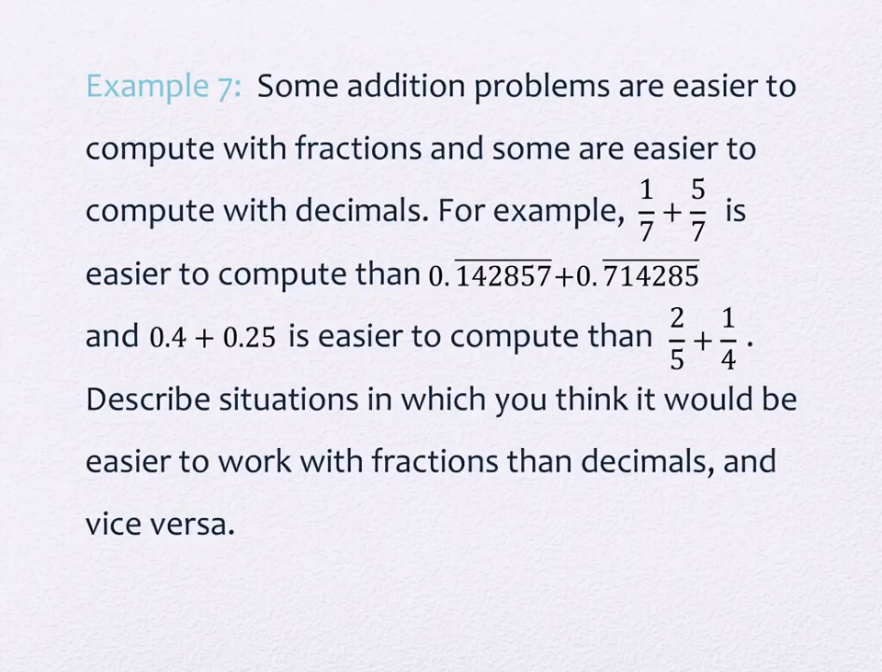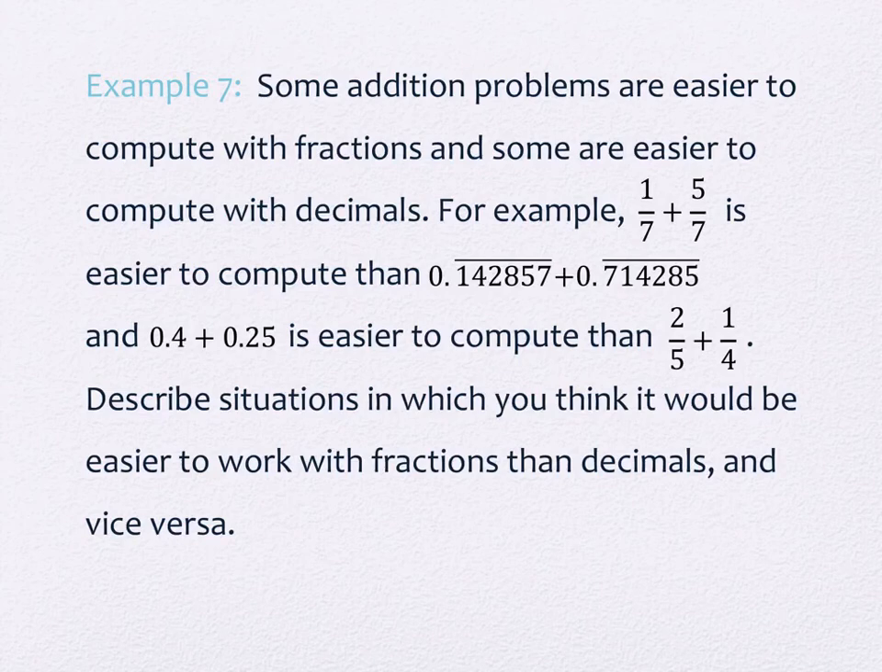Our last example talks about something that you might not have thought to be true until I actually told you in this statement that it's true. Some addition problems are actually easier to compute with fractions, and some are easier to compute with decimals. So for example, 1/7 plus 5/7 is easy to calculate. Would you agree? What is it? 6/7, no problem. But 1/7 as a decimal is the repeating decimal 0.142857 repeating, and 5/7 is 0.714285 repeating. And I don't know about you, but I don't really want to add those together.